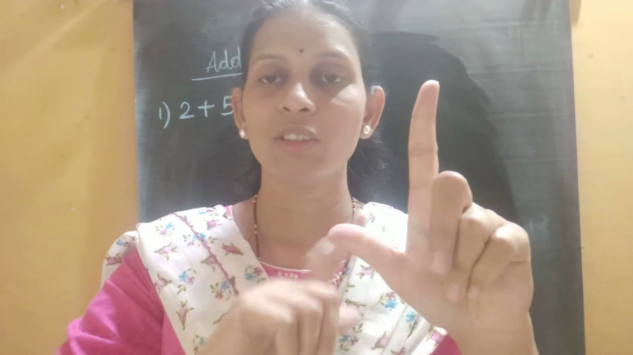Okay students, so see 2 plus 5. What did Rama do? Rama took 2 fingers and 5 fingers. See here how she counted. First she took 2 fingers and then 5 fingers, 2 plus 5. And then she started counting like 1, 2, 3, 4, 5, 6, 7. In this way she counted. So her answer was 7.